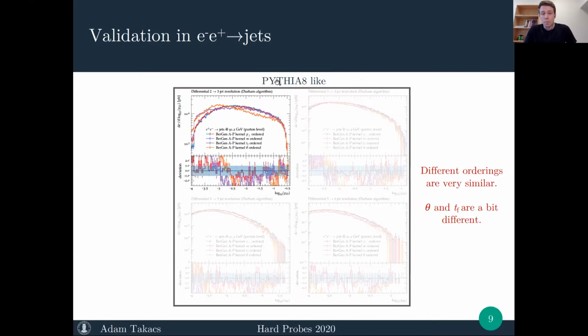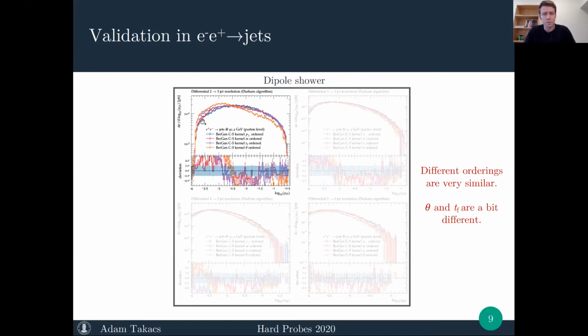If I have the PYTHIA 8-like implementation of the parton shower and I change the ordering variables, I again have very similar results to before. Maybe the angular ordered is a bit different. And this is very similar to the dipole shower that we implemented.